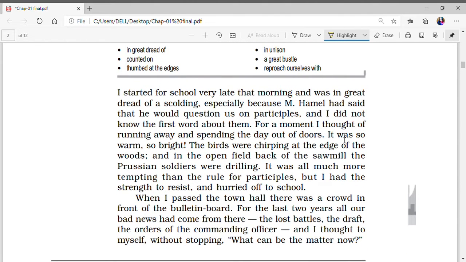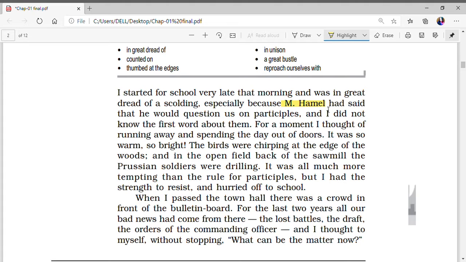So I'll quickly read the chapter, I'll explain it to you, and then we'll move on to the analysis of it. "I started for school very late that morning and was in great dread of a scolding, especially because M. Hamel had said that he would question us on participles." It's a first person narrative, some child is narrating the story. Till now, we are not exposed to who the child is, but we certainly become aware that M. Hamel is someone very strict in nature, and that's why this child is in dread of him.